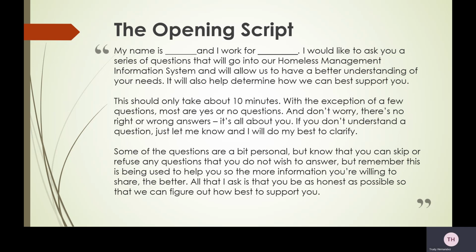So like I said, it goes into HMIS. So hopefully by the time you're doing this, you have already explained to them what HMIS is. If not, take that time to let them know that their information will be stored there. Also remind them that at any point, if they don't understand a question, you can provide that clarification. They don't have to guess what you mean when you ask a question.